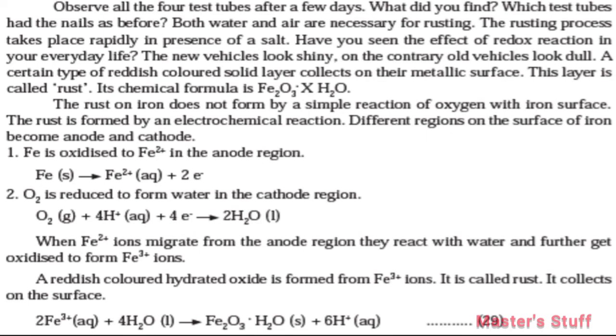When Fe2+ ions migrate from the anode region, they react with water and further get oxidized to form Fe3+ ions. A reddish colored hydrated oxide is formed from Fe3+ ions. It is called rust. It collects on the surface. Given by equation 2Fe3+ plus 4H2O gives Fe2O3.H2O plus 6H+.